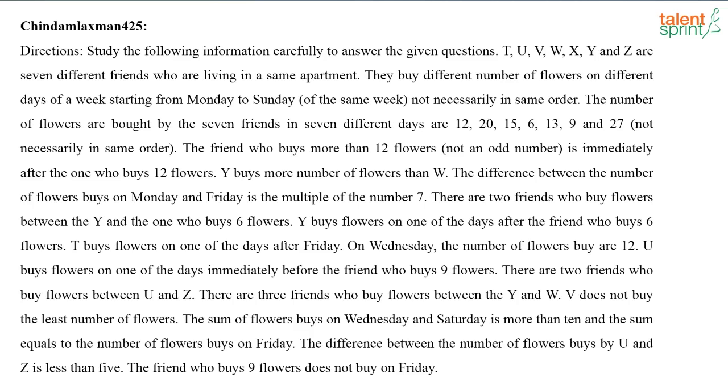They buy different numbers of flowers on different days of a week, starting from Monday to Sunday, not necessarily in the same order. The numbers of flowers bought by the 7 friends on the 7 different days are 12, 20, 15, 6, 13, 9, 27. Again, not necessarily in the same order. Then some information is given. Based on that, you have to find out who buys flowers on which days and how many flowers. So let us start solving it.